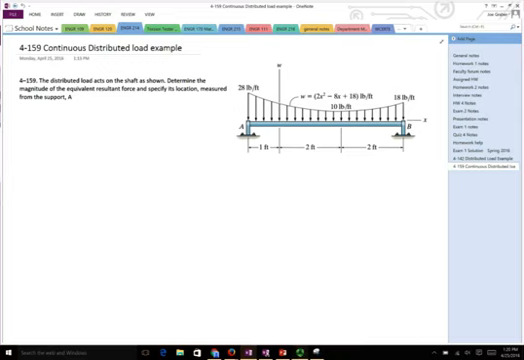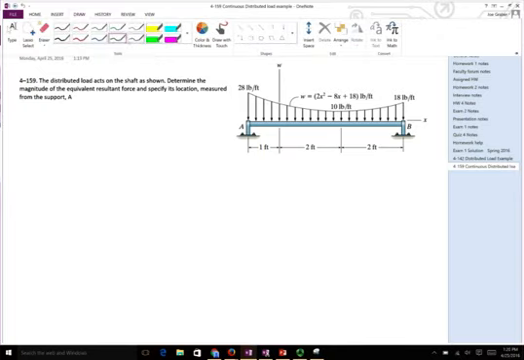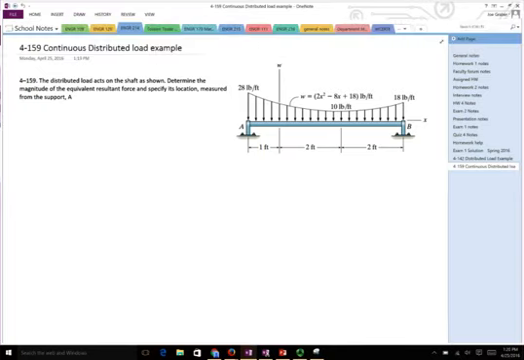It states the distributed load acts on the shaft as shown. Determine the magnitude of the equivalent resultant force, specify its location, measured from the support A. So we know the point we're interested in is A, right here. And you notice that we have a loading function. The function is given to us in terms of x, and it's in pounds per foot.